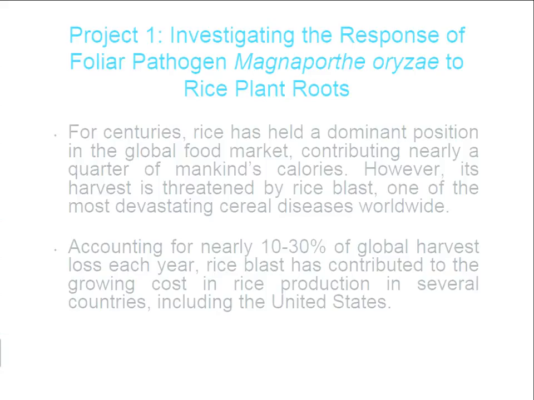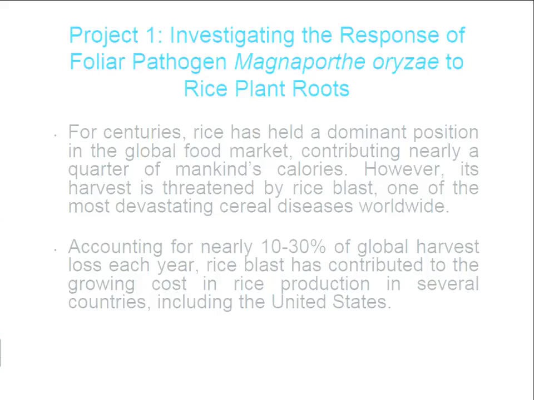So the first one is called Investigating the Response of Foliar Pathogen Magnaporthe oryzae to Rice Plant Roots. I had actually integrated a GIS component into a molecular biology research project that I had done through an internship this past summer. I interned at a genome research center where professors gave me the opportunity to develop my own small-scale biology research project. The interns were mainly studying rice blast.